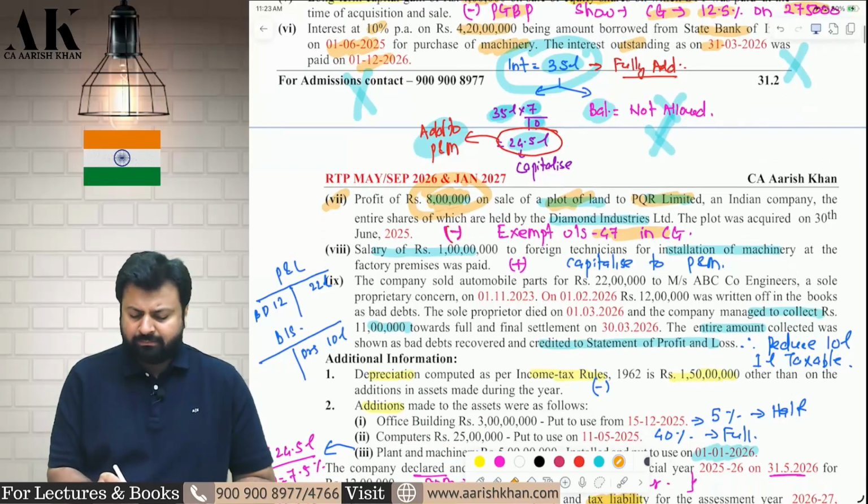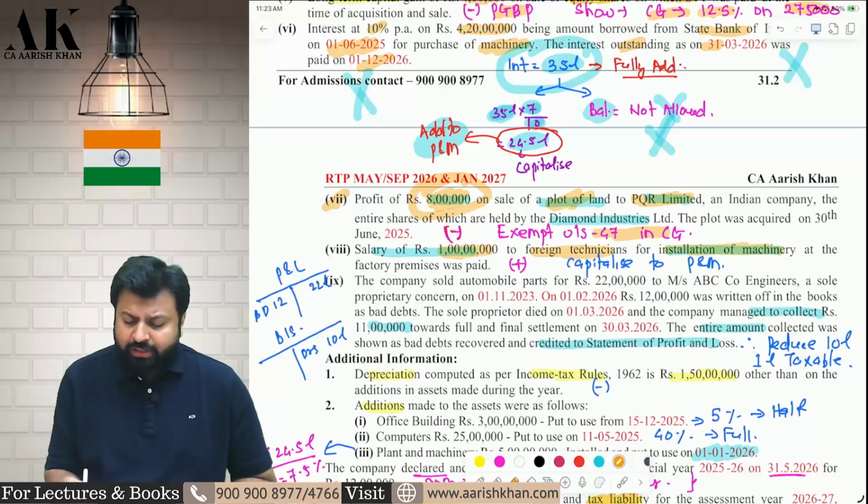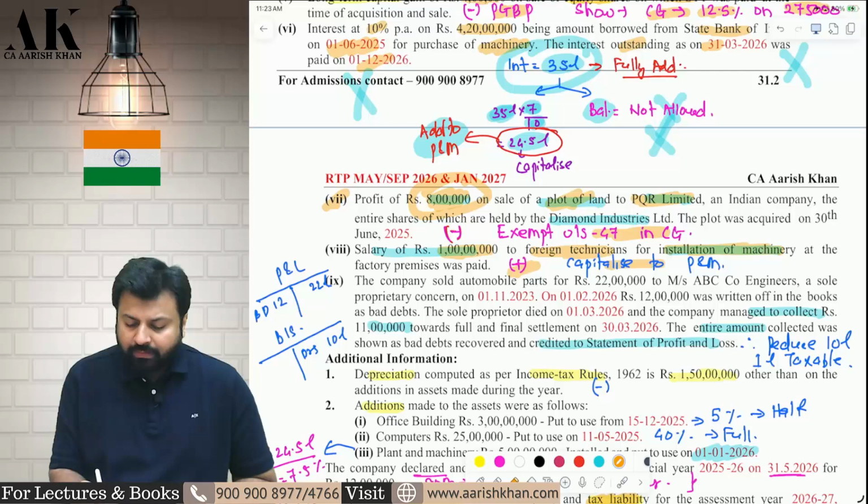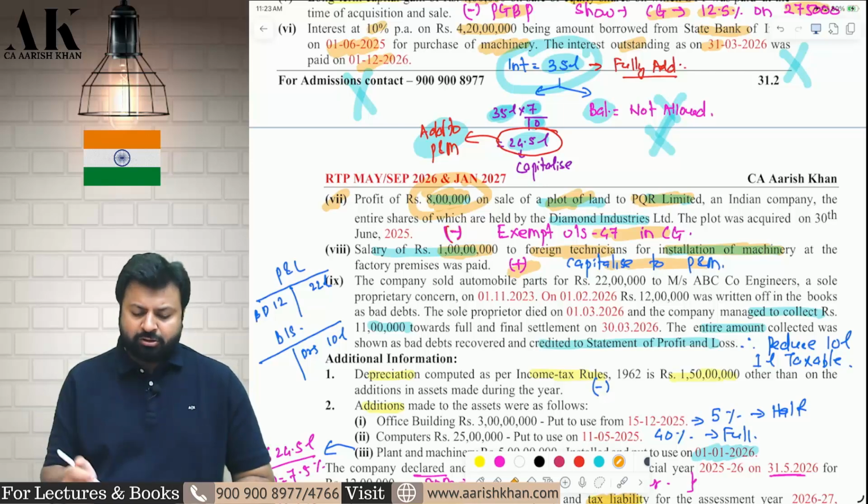Okay. Next one. You have paid a salary of 1 crore rupees to a foreign technician for installation of machinery. So this is related to machinery. You cannot debit to P&L. Therefore, add back to PGBP and capitalize to plant and machinery.